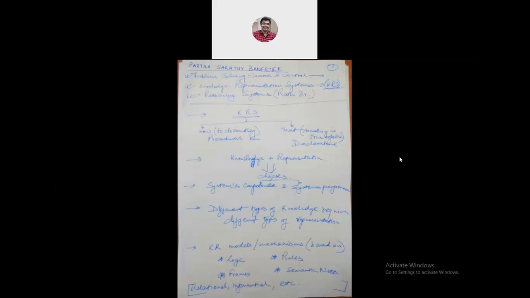So knowledge plus representation, the checks are the system's competence and the system's performance. Whenever I'm representing something, I have to check whether the system is competent enough or the system's performance is good enough, right? Now, coming to this fourth point here, different types of knowledge require different types of representation techniques. You've got to remember this very precisely: different types of knowledge require different types of representation techniques.